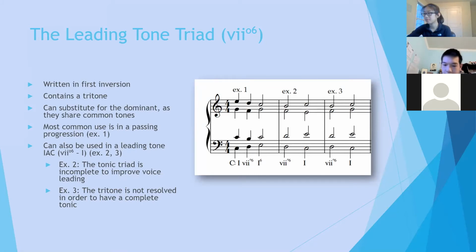So we have a 7 diminished 6, which can be used in a leading tone imperfect authentic cadence. So that is a 7/6 to a 1, and this can be shown in example 2 and 3. For example 2, the tonic triad is incomplete to improve voice leading. And then we also have example 3, in which the tritone is not resolved in order to have a complete tonic. So that is how we can use the 7 diminished 6 chord.